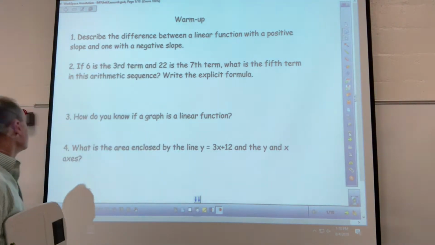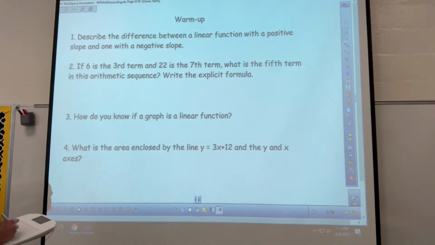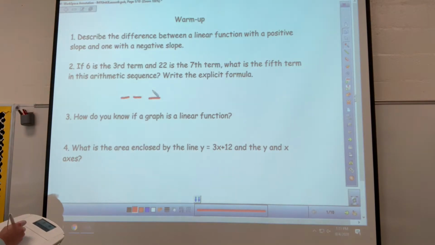Number 2, if 6 is the third term and 22 is the 7th term, what is the 5th term? So we have 1, 2, third term is 6. And then 4, 5, 6, 7 is 22. What is the 5th term?